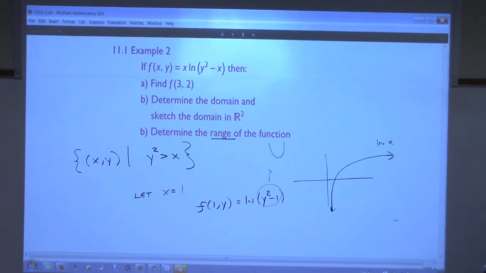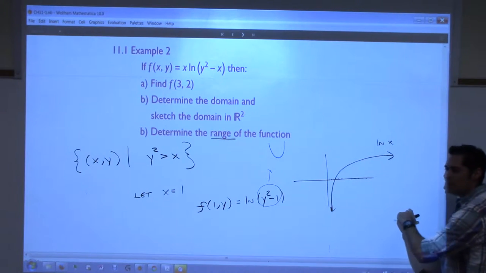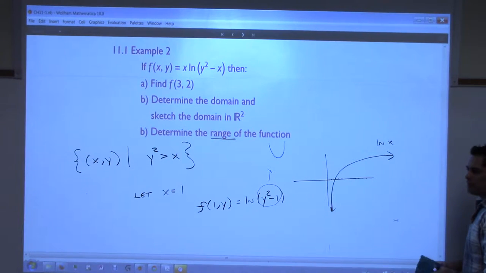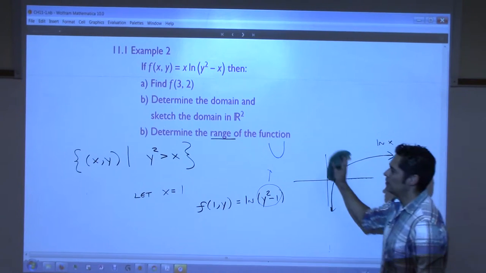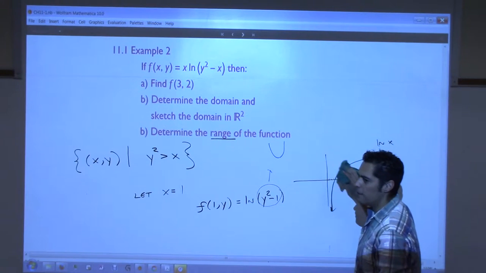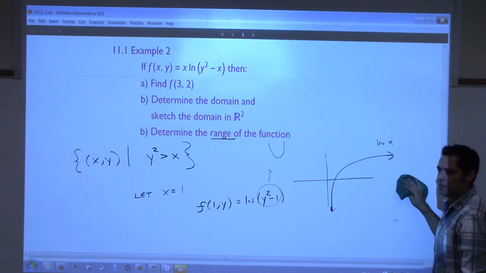Maybe y'all aren't getting it. I'm hearing 0 to infinity, 1 to infinity. Negative infinity to infinity, yes.